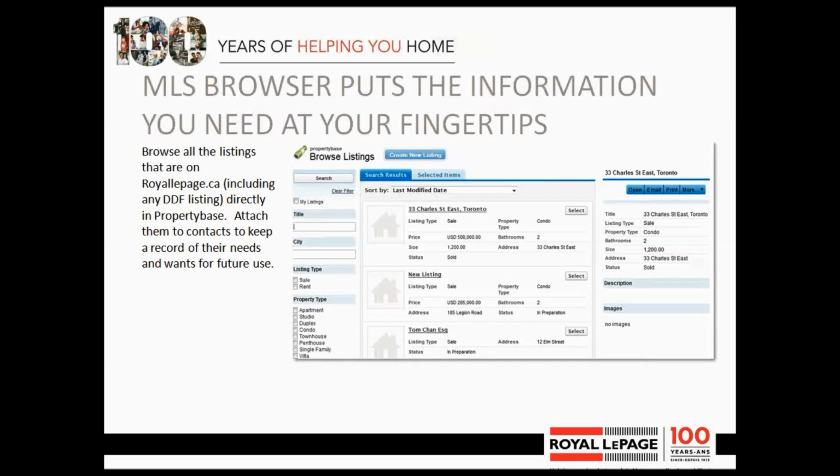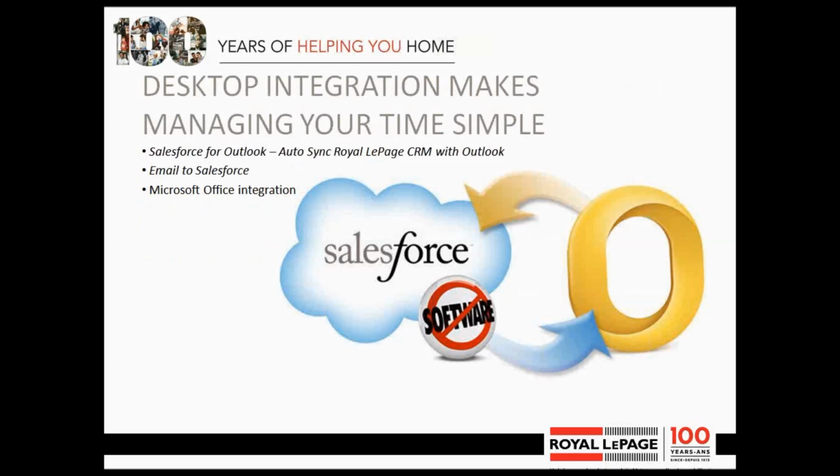The MLS browser, which we're still in the final stages of developing, puts the information you need right at your fingertips. All of the listings that are on royallepage.ca, including any DDF listing, is going to be directly accessible within Royal LePage CRM. That means you can attach them to your contacts. So let's say 2 years down the line, you want to remember, oh, we had looked at one listing that was really interesting. Let me pull that back up. You'll be able to pull that back up, and if you added notes on the listing that the client gave you, you'll be able to do that, and that's all at your fingertips.